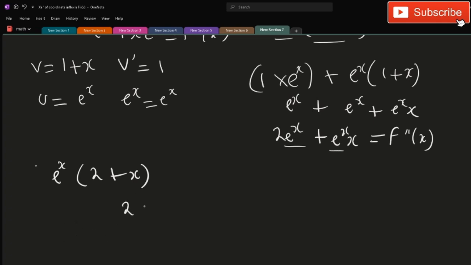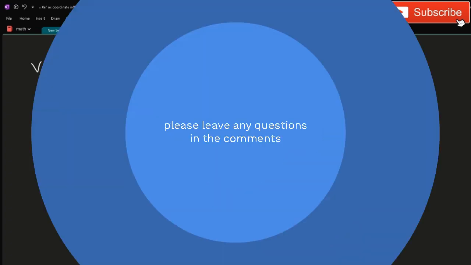And then we have 2 plus x equals 0. So x equals minus 2. And it just says find the x coordinate of the point of inflection. So that is going to be our final answer.